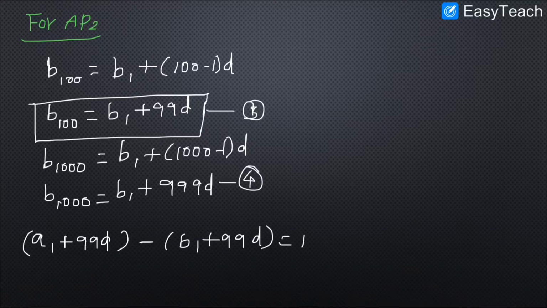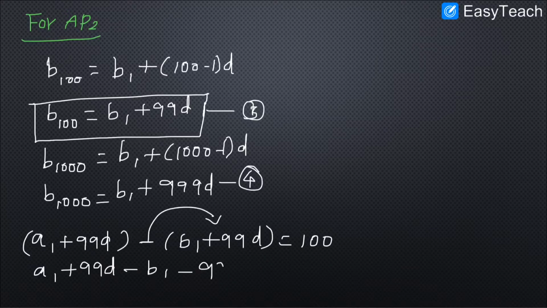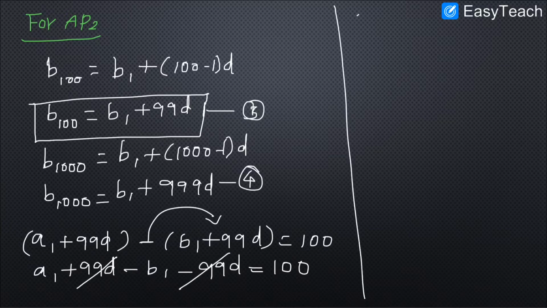So what is the value? The difference is 100, as given in the question itself. So A1 plus 99D minus B1, giving the negative sign to both values, minus 99D, equals 100. We can cancel plus and minus 99D. So the remaining is A1 minus B1 equals 100.